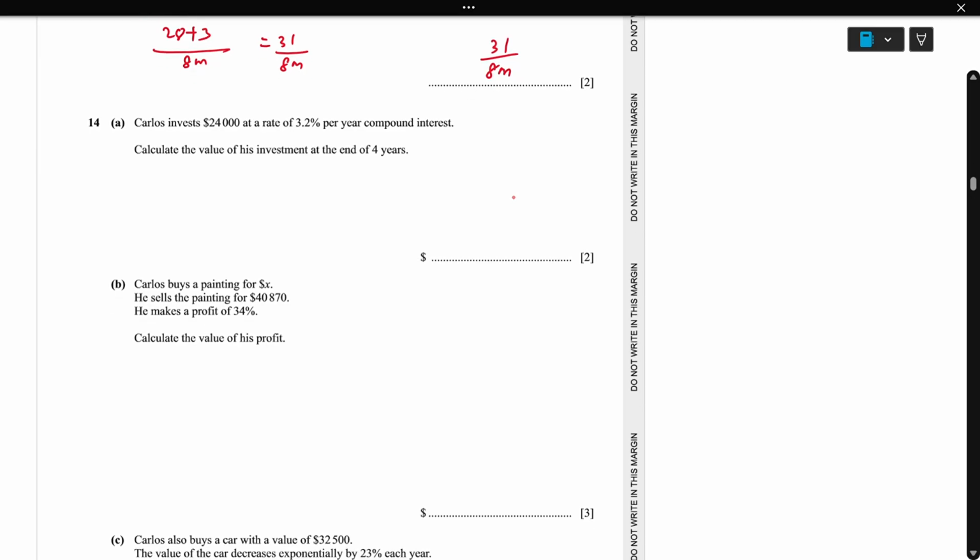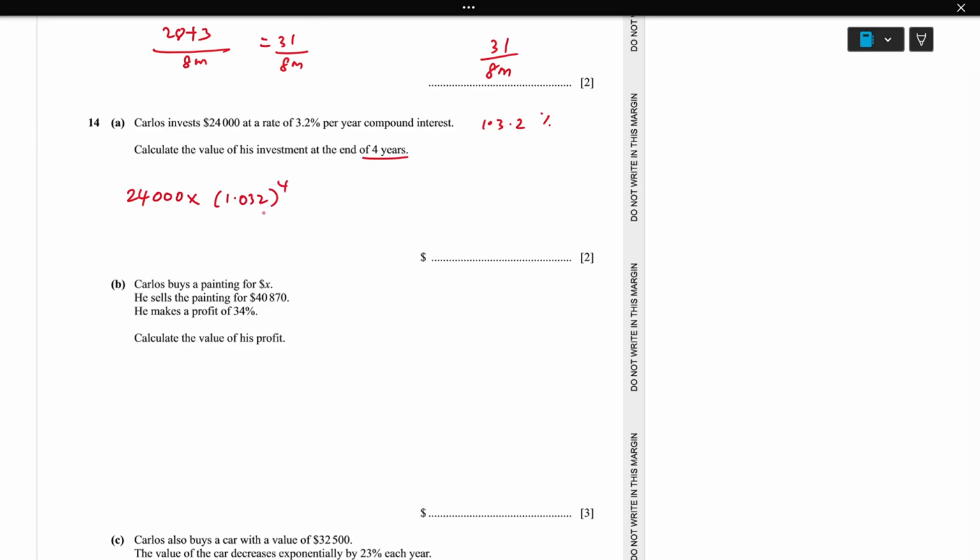Next, Carlos invests 24,000 at the rate of 3.2 percent per year compound interest. Calculate the value of the investment at the end of 4 years. So, 24,000 times 3.2 is the interest. So 100 plus 3.2, which is 103.2 percent, and when we divide by 100, we get 1.032.